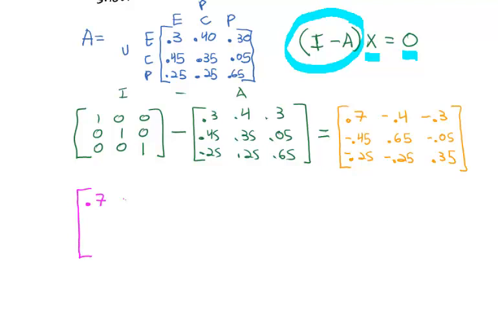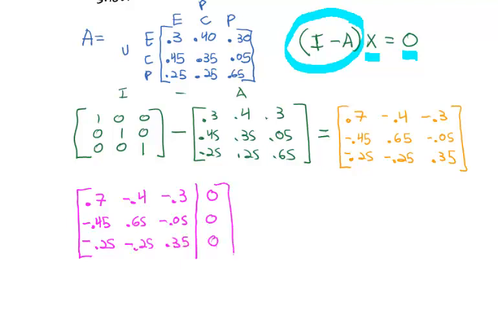So 0.7, negative 0.4, negative 0.3, augmented with 0; negative 0.45, 0.65, negative 0.05, augmented with 0; negative 0.25, negative 0.25, 0.35, augmented with 0. And we're going to solve this system. Because this system will always have infinite solutions, we cannot use A inverse B, but we can use reduced row echelon form to get the solution.